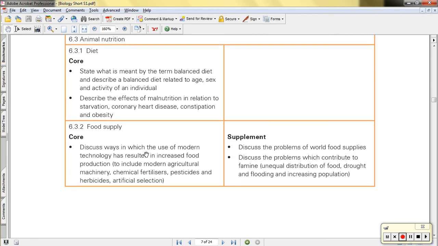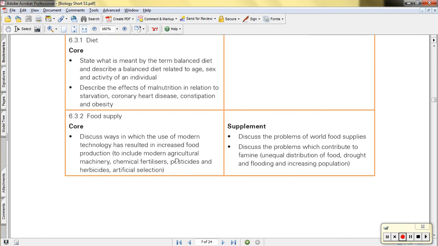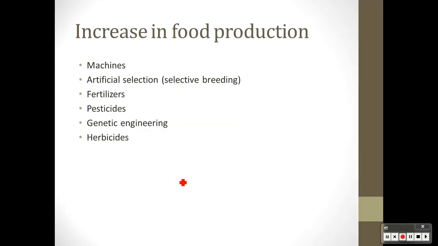Discuss ways in which the use of modern technology has increased food production. This is actually kind of common sense. We're able to make more food than ever worldwide because we have machines. You don't need a donkey and kids and slaves to go pick your food anymore. The machines get so much more of the work done so much faster.